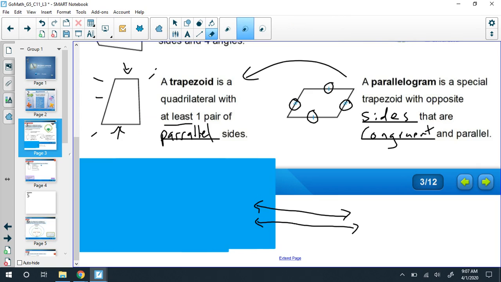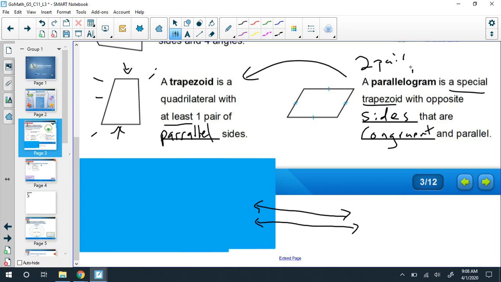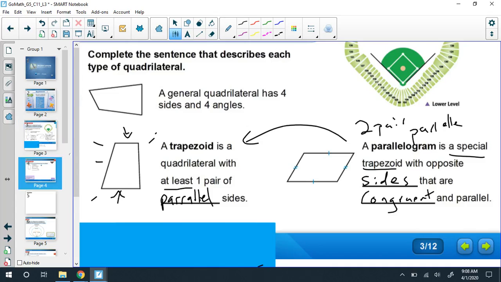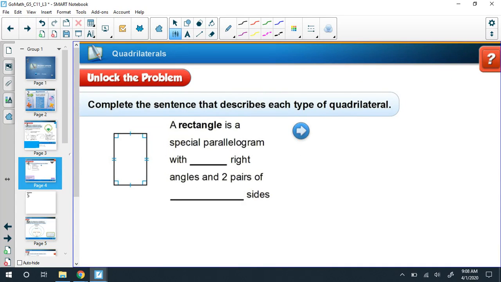But the key note here is that a parallelogram is a special trapezoid. It has opposite sides that are congruent. So we don't just have one pair of parallel sides. We end up with two pair of parallel sides. Moving forward, now we have a rectangle.